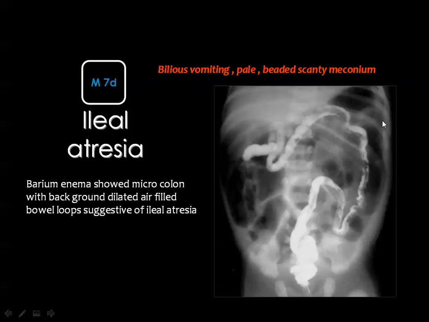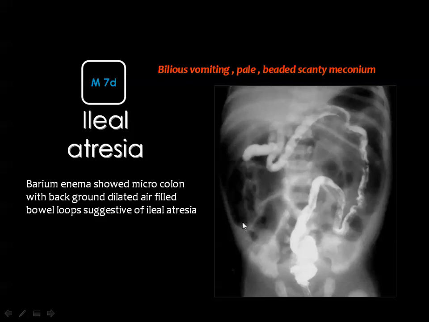Then in the background of this barium study, you can see dilated bowel loops filled with gases. This is the barium enema showing that the colon is small, and this is known as unused colon, or let us say microcolon, and this can be the sequela of atresia of the bowel proximal to the colon, like atresia of the ileum, for example, and this was the case.